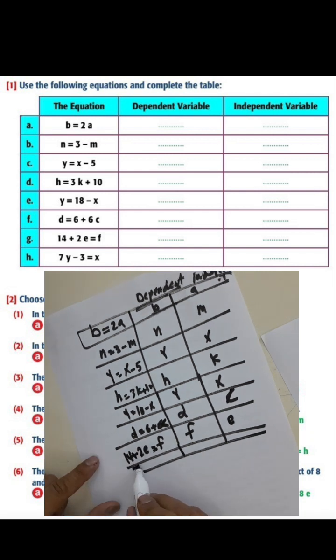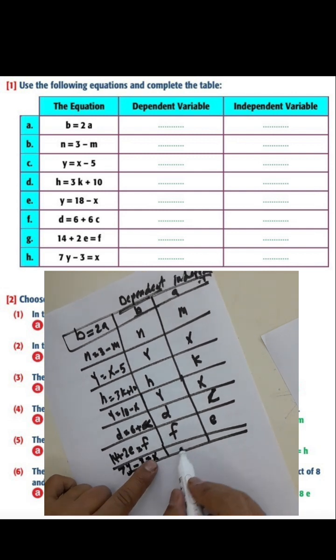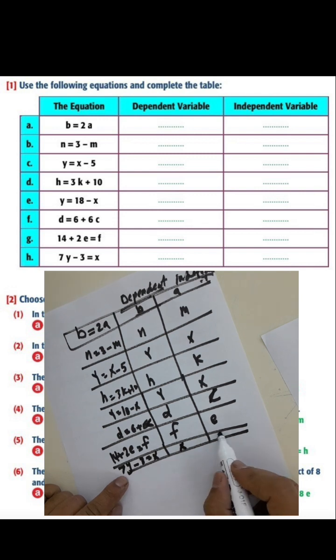This relation, 7y minus 3 equals x. We want to find the dependent, it will be x, and independent it will be y.